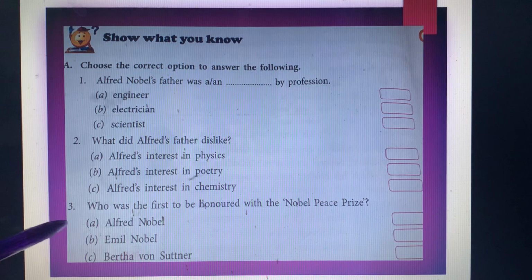Who was the first person to be honored with the Nobel Peace Prize? So Alfred Nobel wrote in his will that this Nobel Peace Prize should be first awarded to Bertha von Suttner. Fine.